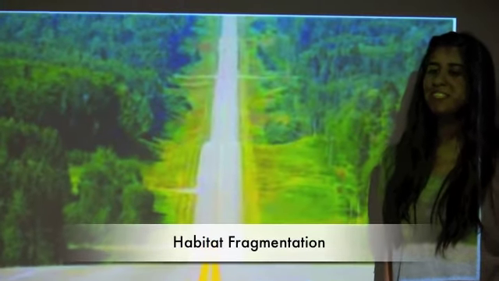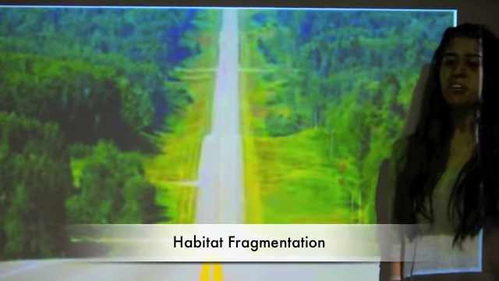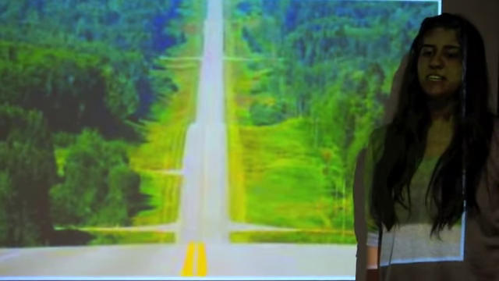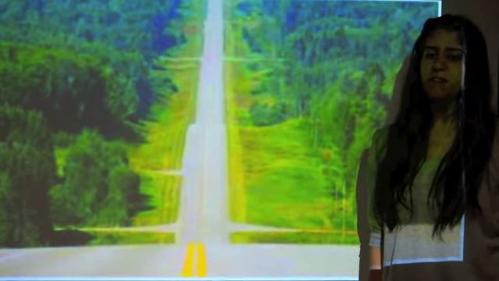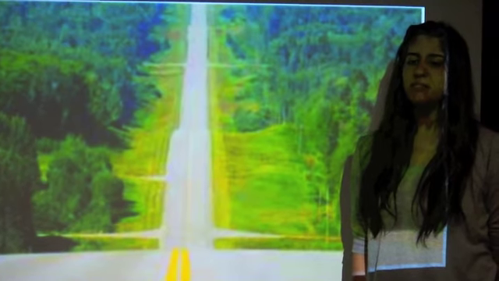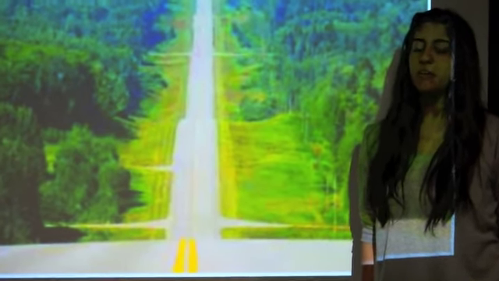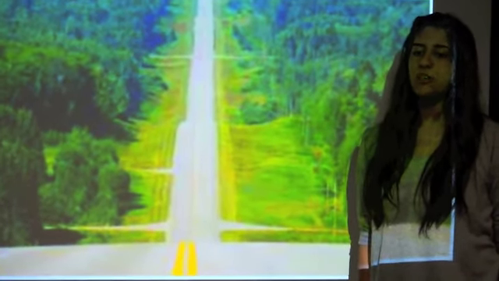Habitat fragmentation is the division of habitats into smaller isolated fragments. These isolated pockets of ecosystems affect plant pollination, seed dispersal, wildlife movement, and plant and animal reproduction. Road construction often results in habitat fragmentation.